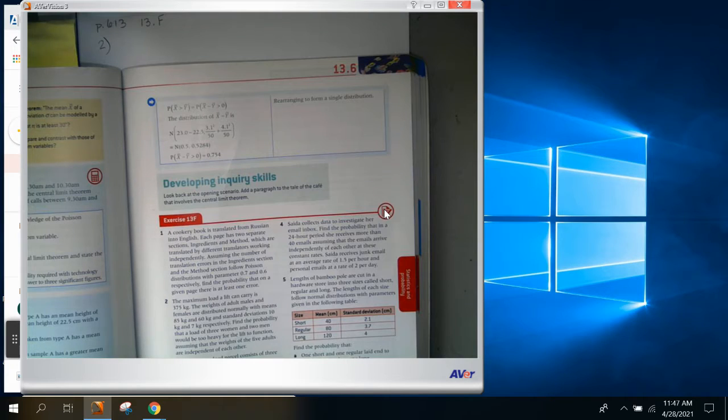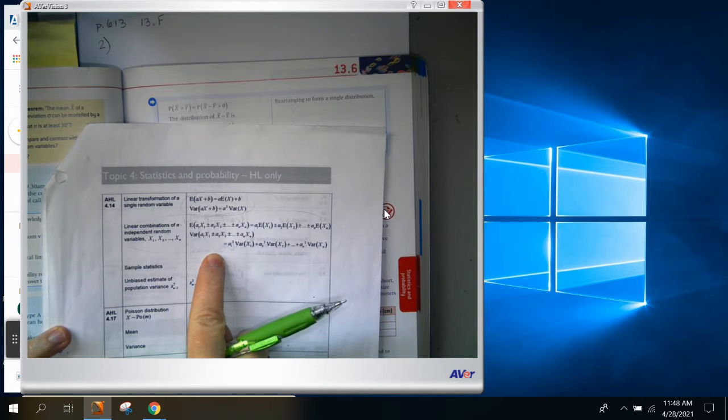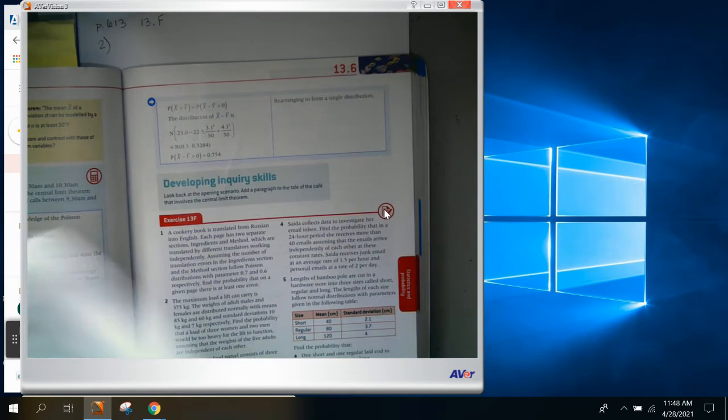Okay, here is problem 2 on page 613. This one's a big step up from problem 1. It's way more complicated. And I am going to be referring to the formulas in the formula packet on this one. So here we go.